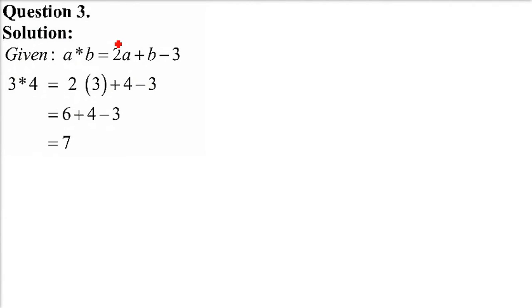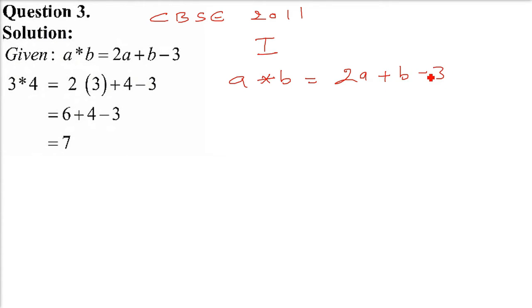Now question number 3. The important thing is that this has already come in CBSE 2011. So it can come in 1 or 2 marks. Let star be a binary operation on the set I of integers. Normally we write Z, but here they are giving it as I. Defined by A star B equals 2A plus B minus 3. Find the value of 3 star 4.